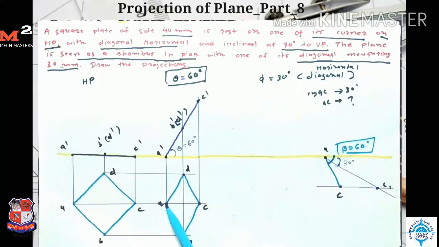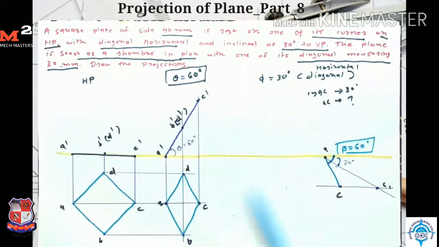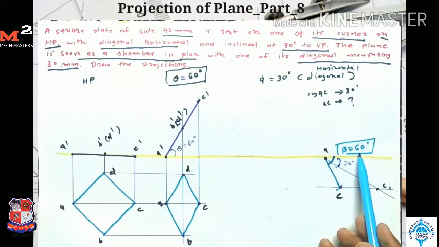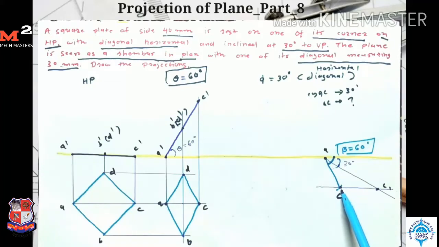Now I measure the distance AC in the second stage. I take A as a center and AC as a radius, and draw one arc which intersects here. So here I get my point C. Now I measure this apparent angle beta. This angle is 60 degree. So now we draw this diagonal AC at an angle of 60 degree in the third stage.